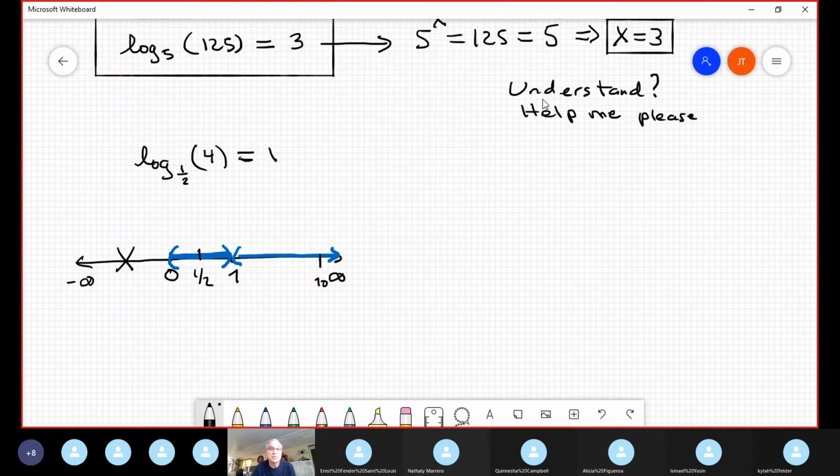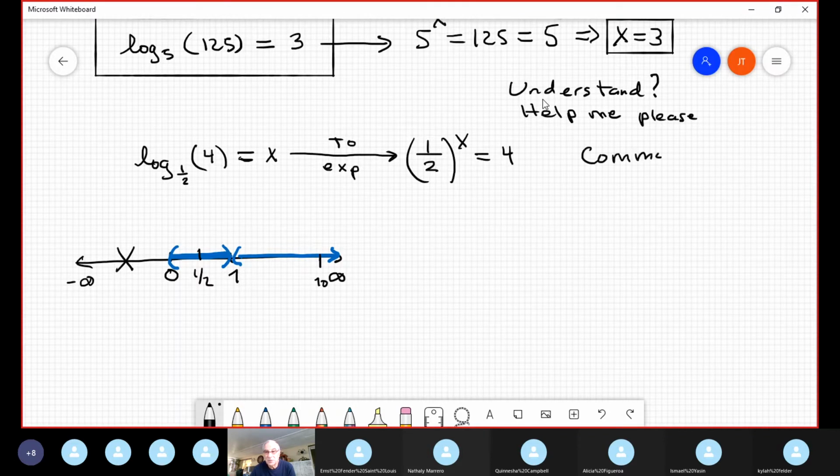I put x here and convert to exponential. In the test, you are doing exactly the same. You put an arrow, you convert to exponential. The thing we're doing is converting to exponential. The base is 1/2 raised to something equals 4. Then I try to solve this exponential equation by finding the common base.